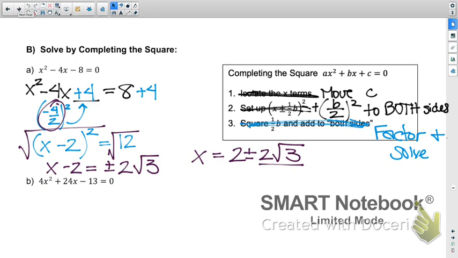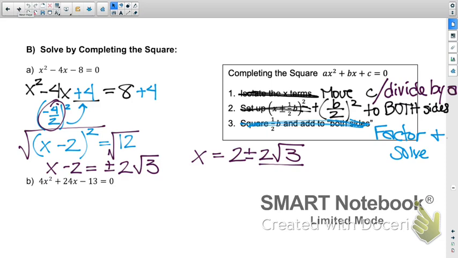With B, depending on who taught you last year, I'm seeing a distinct difference between the two teachers. You were either taught to get rid of the A value or factor it out. If you are a factor it out type person, you may continue to do that. I am not going to teach it because there are things that you have to do in order to get it right, and if you don't do all the things, you're not going to get it right. So what I do, and I kind of add this to step 1, is I move C and divide by A all at the same time.